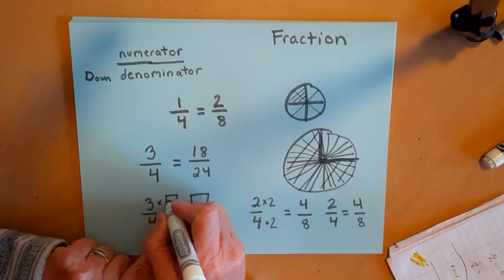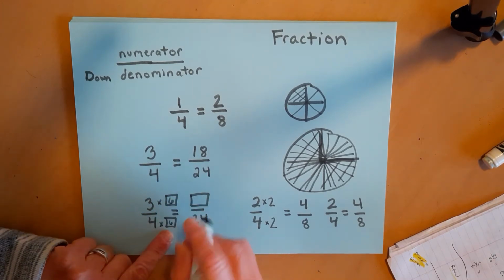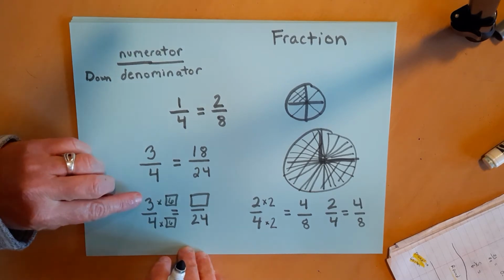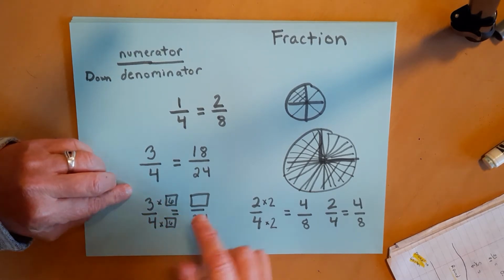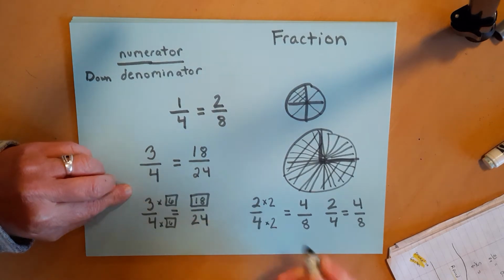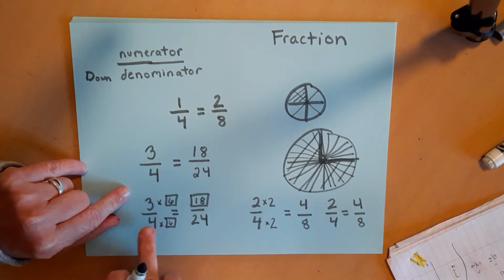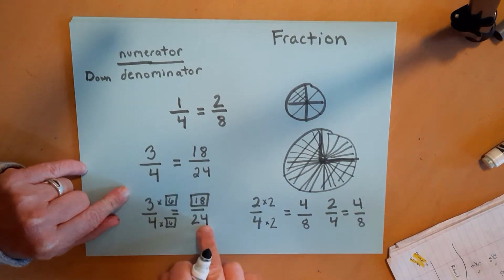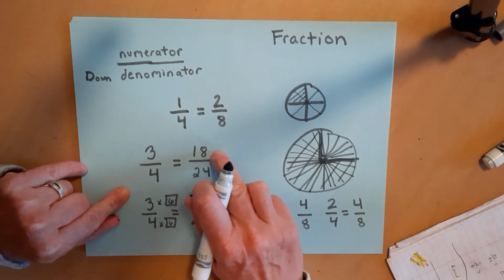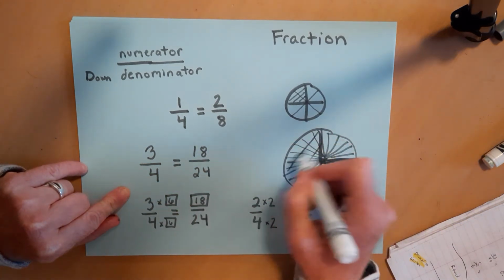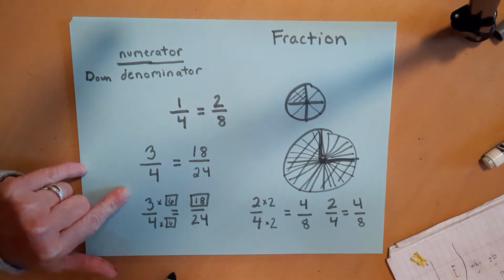So that means we also have to multiply the numerator by 6. And when we do that, we get 3 times 6 is 18. So that's how you can figure out that 3/4 is the same as 18/24, just like we figured out up here when we actually took and divided the circle into that many pieces.